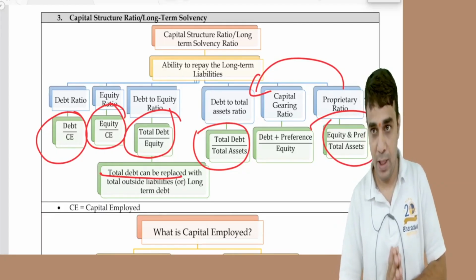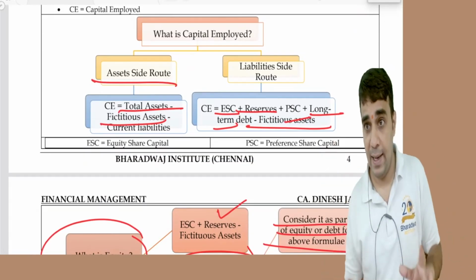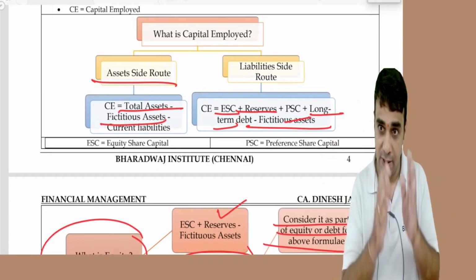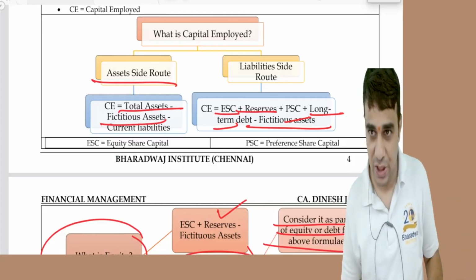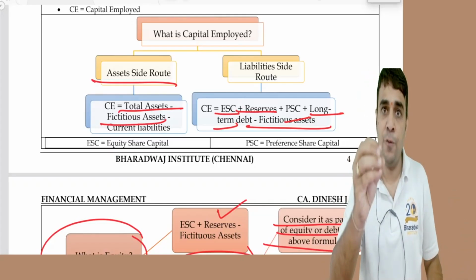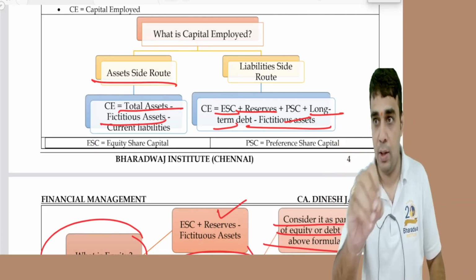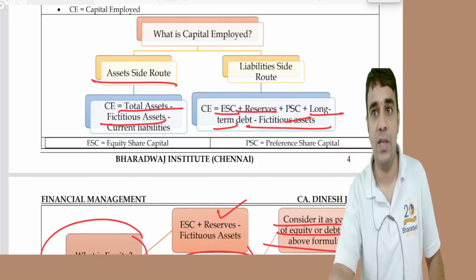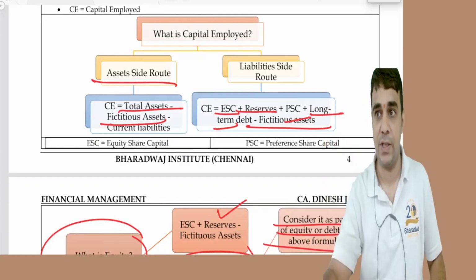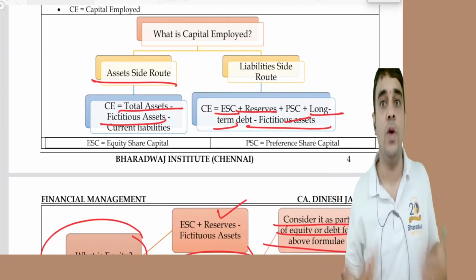What is capital employed? There's an asset side route, there's a liability side route. Asset side route: fixed assets plus current assets are total assets, minus obviously the fictitious one. See, if the P&L debit balance is not there in the total, you can't subtract now. In one exam question they said total assets without the fictitious asset. Now you can't say I will subtract more. It is already not there in the total. How will you subtract it?